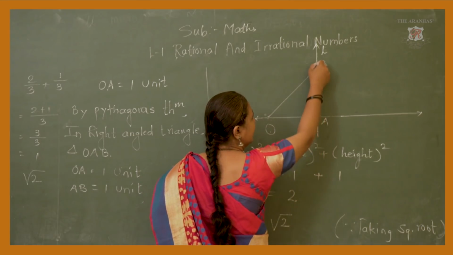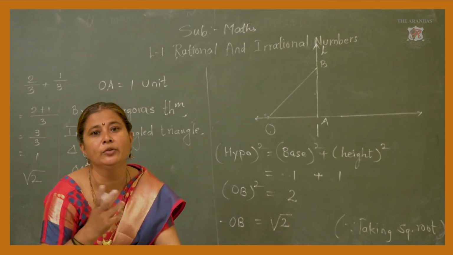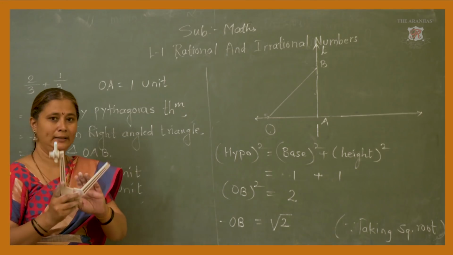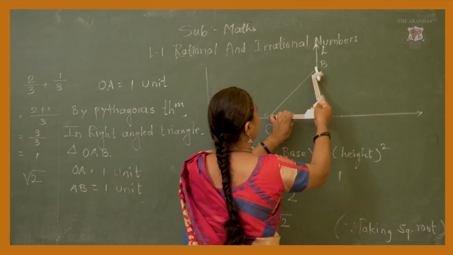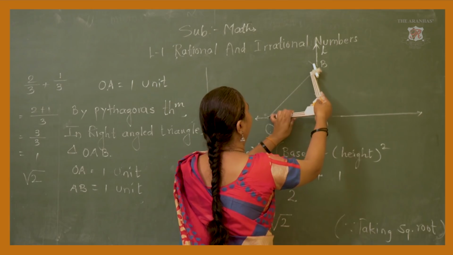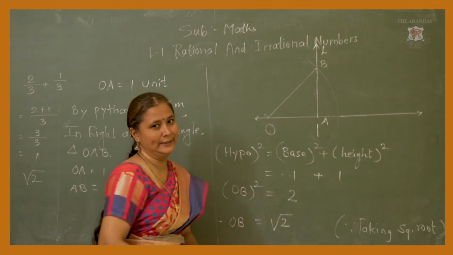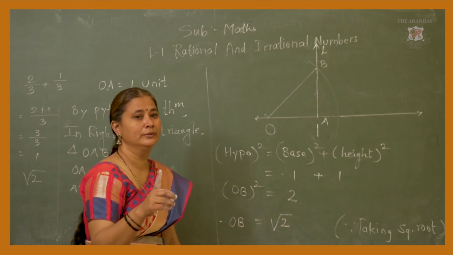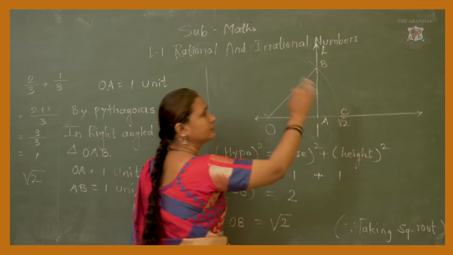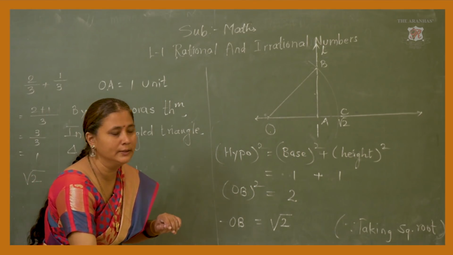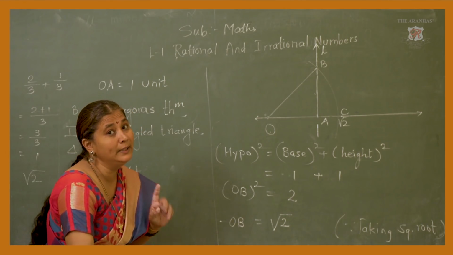Here OA is equal to 1, AB is equal to 1, and the distance OB we got is root 2, but root 2 we have to represent on the number line. So, taking the compass, keep the metallic point on O and take the distance till the point B and draw an arc which intersects the number line, and there we are getting root 2. Understood? Name it by any capital letter, so here point C is root 2 on the number line.